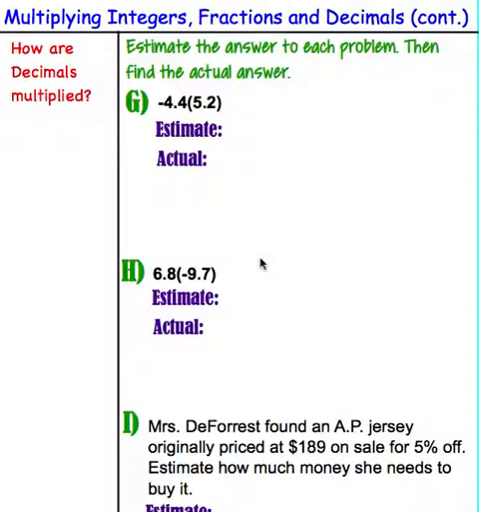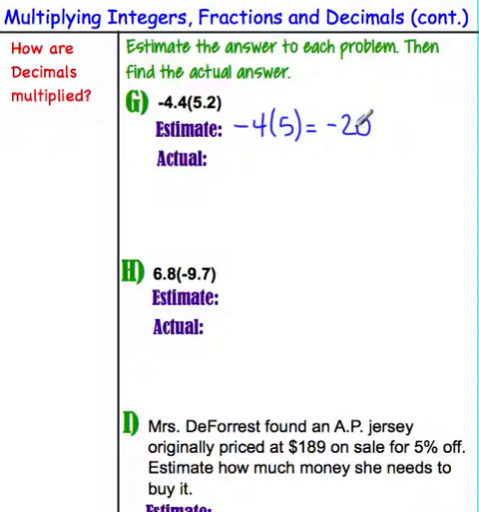So first thing I looked at here is I see negative 4.4, and that's really close to negative 4. And then I have 5.2, which is really close to 5. So I know that my answer should be somewhere in the ballpark of negative 20.